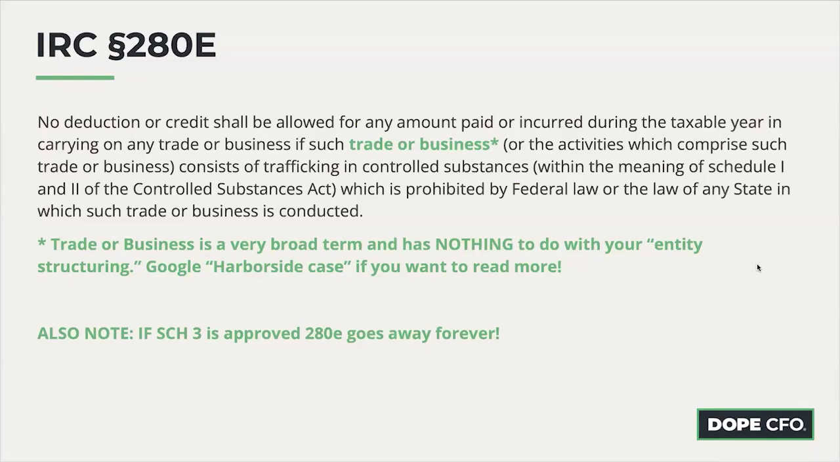So we have to look at first, what does that term trade or business mean? They made that very broad for a reason. It means basically any business. It doesn't even matter if you have 10 entities or 0 entities. If it's a trade or business and you sell drugs, you're trafficking, you get no deductions or credits on your tax return. Now, Schedule 3 is approved to go away. There's a final hearing December 3rd. We'll talk more about this as well, but we think this is 95% done and will happen formally in the next 3 to 6 months.